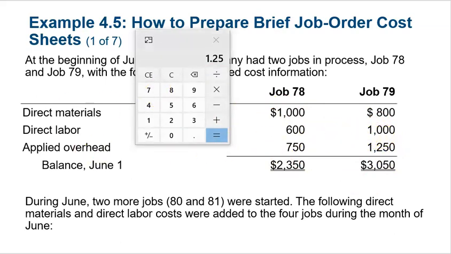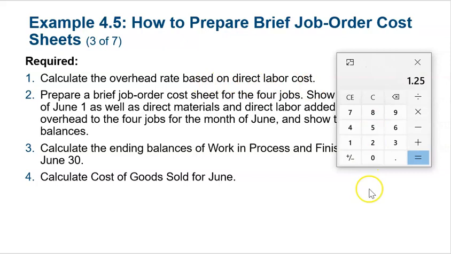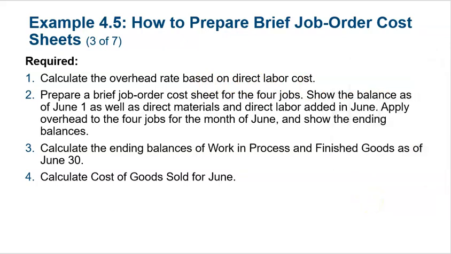Okay, so where was that question at? Let's see here. Yeah, so they want us to calculate the overhead rate based on direct labor cost. We just did it. There it is. It's $1.25. Okay. I will warn you that the way that we did that, we didn't have enough information to do it any other way. We took work that had already been done, and we kind of backed into it. It's very likely that on your test or homework, that is not how you will do it. You'll be given the estimate of $500,000 or something like that, and then you'll be given the estimate of direct labor cost for the whole year, and that's how you would figure it out. It says, prepare a brief job order cost sheet for all four jobs.